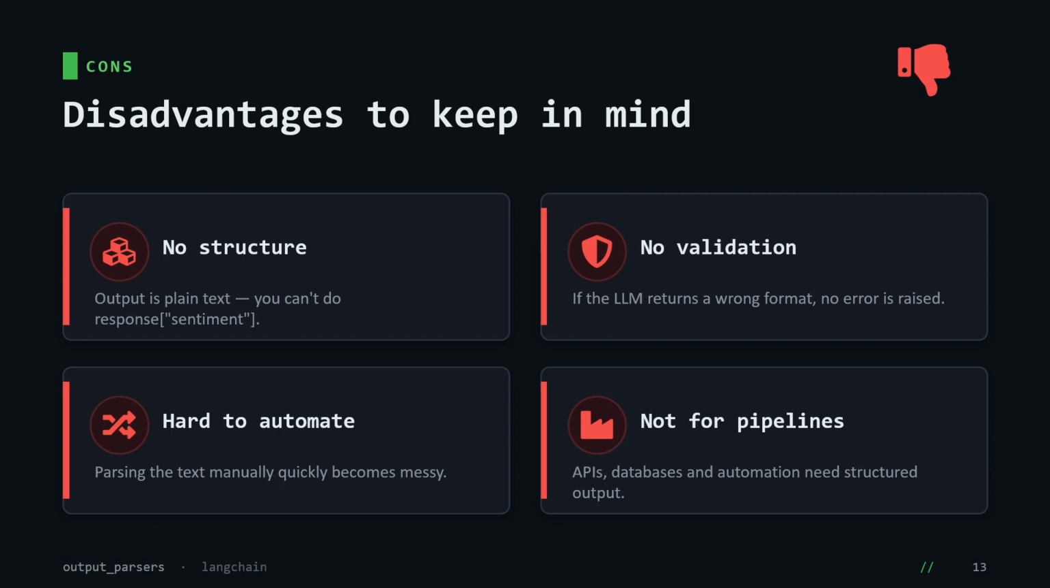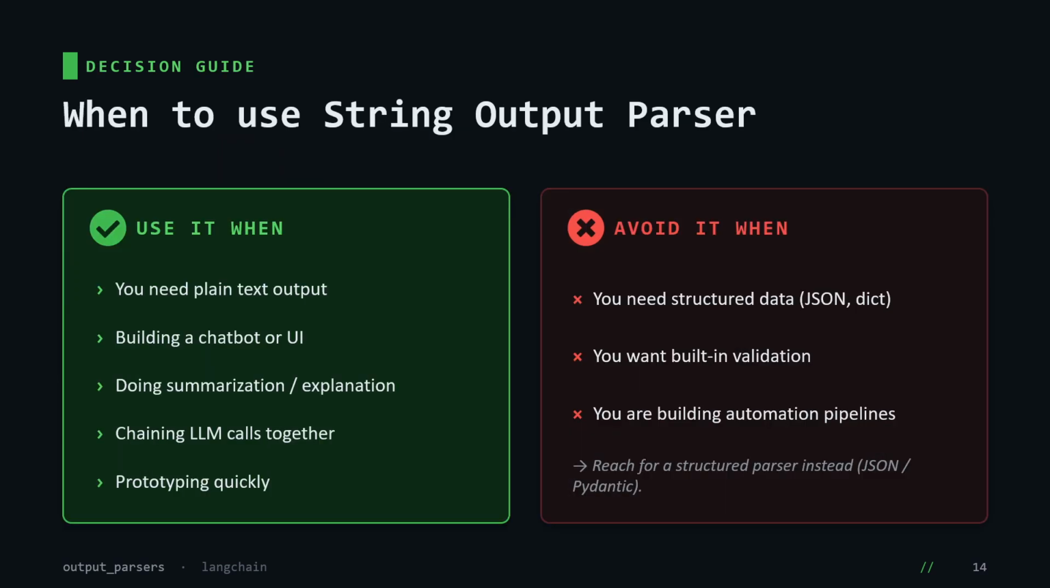We can't extract anything from it, right? Like response sentiment. It is not a Python dictionary, it is not a JSON, so it will not do any validation. Whatever the LLM is returning in content, it will just return the same thing. The next thing, it is not basically for pipelines, it is for simple UI where you want to show the text and all these things. There it is important.